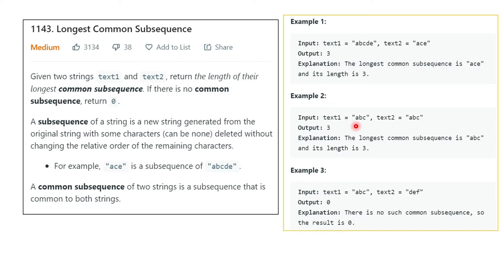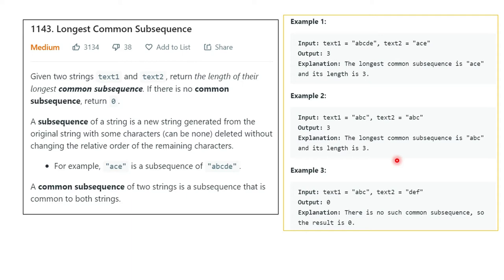Here for text1 it is ABC and text2 is ABC. So each and every character here is matching. So the common subsequence length is 3 and that is the output. Here if you check, one string is ABC, another string is DEF. There is no character common between them, so there is no question of finding the longest common subsequence here and the answer is 0.